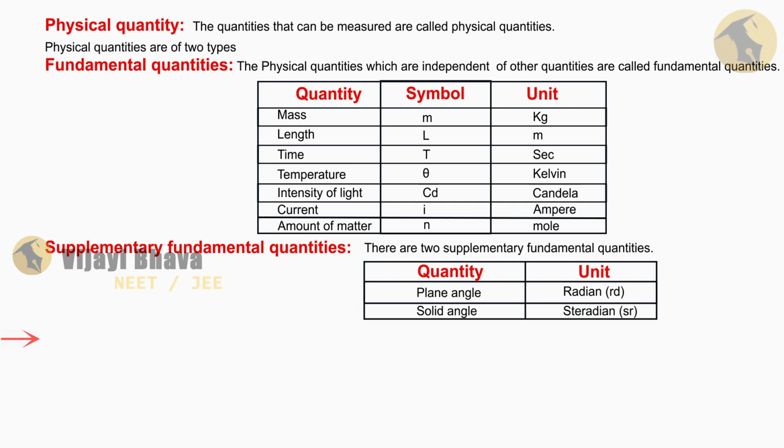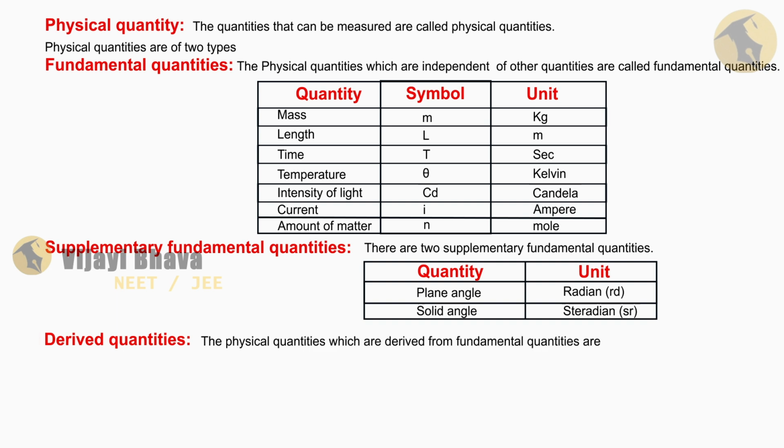Now moving on to derived quantities. The physical quantities which are derived from fundamental quantities are called derived quantities, except the above 7 fundamental quantities and of course 2 supplementary fundamental quantities, that is 7 plus 2 quantities. All other remaining physical quantities that we come across in physics are all derived quantities.